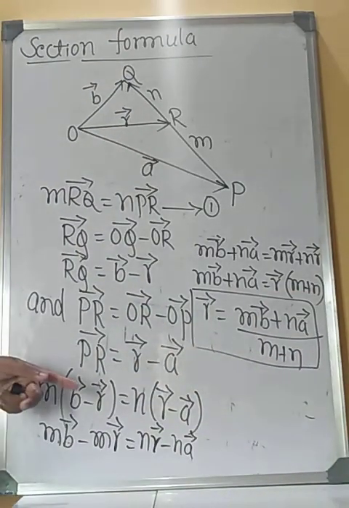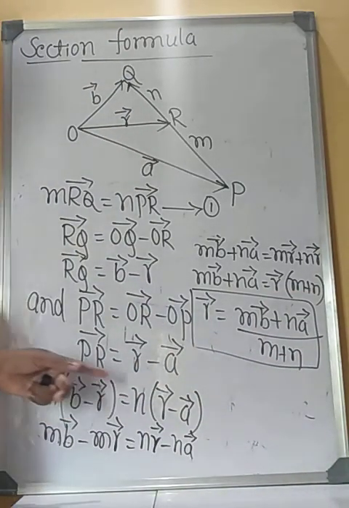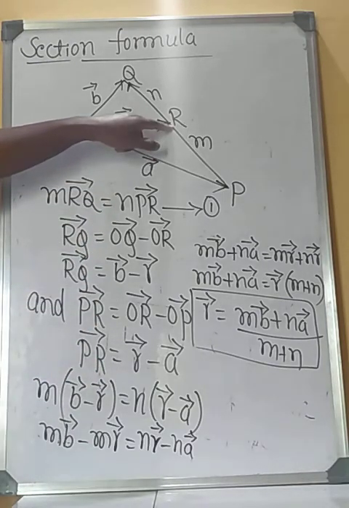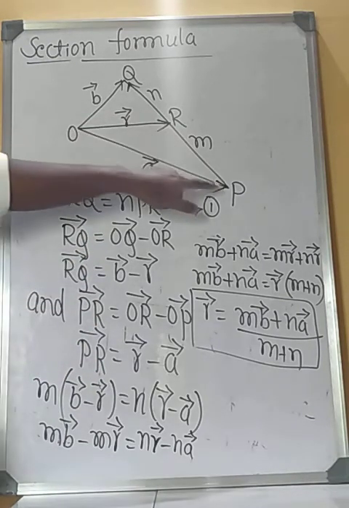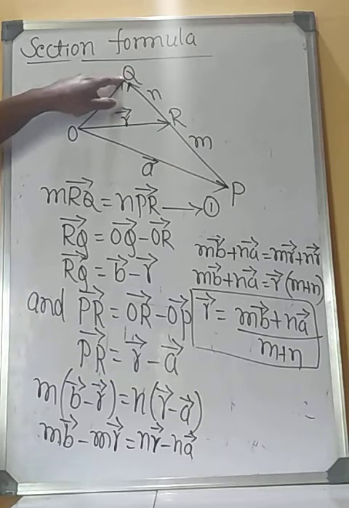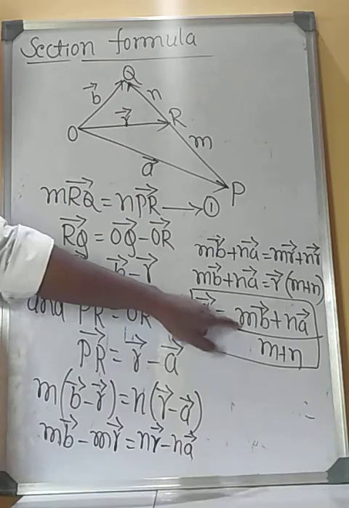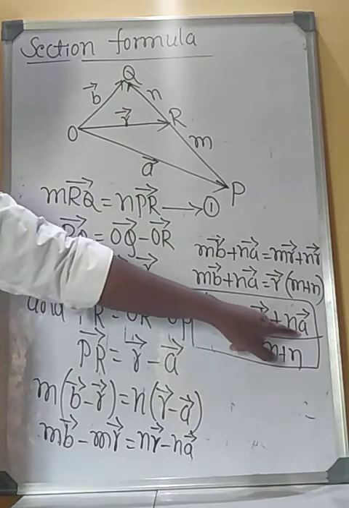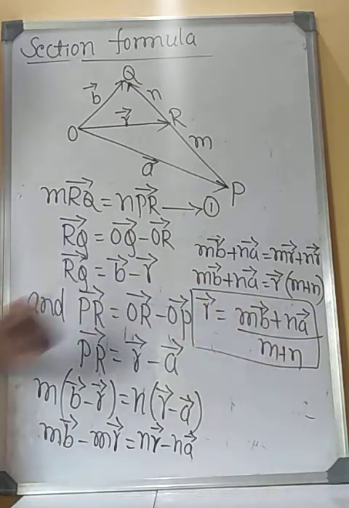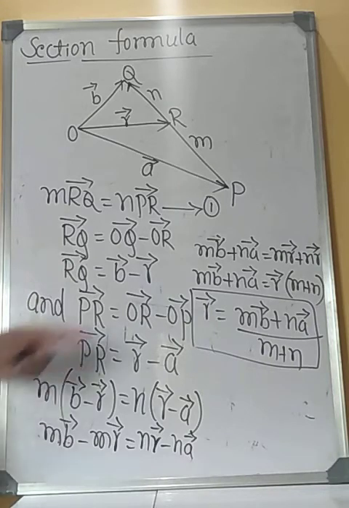Hence, the position vector of the point R, which divides PQ internally in the ratio M is to N, is given by (MB vector plus NA vector) divided by (M plus N). This is for internal division.